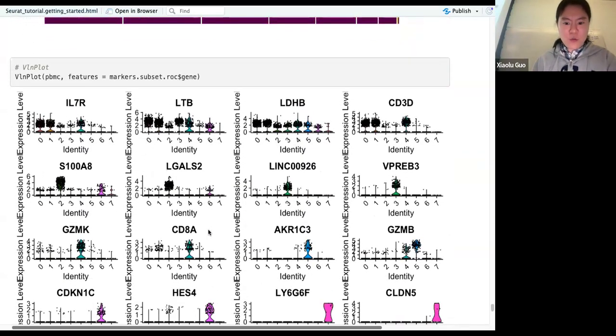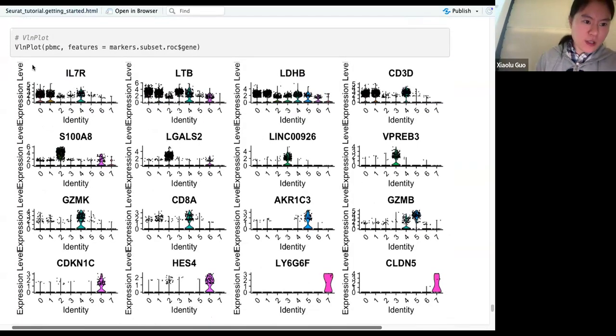Another way to visualize these marker genes is using a violin plot. And here it shows these marker genes, this is the marker gene for cluster 1. We can already see that this is not a specific marker, because it is also expressed in both cluster 0 and 1, and it is less expressed in the others.